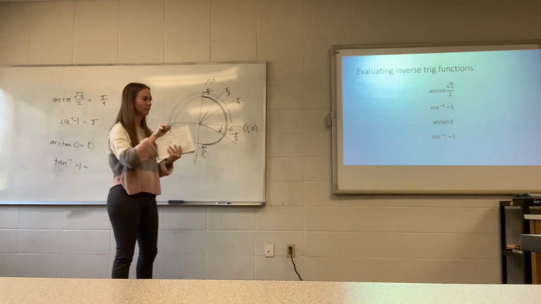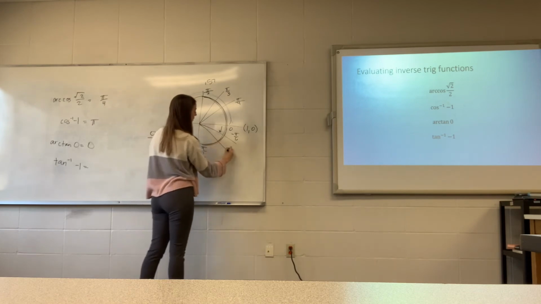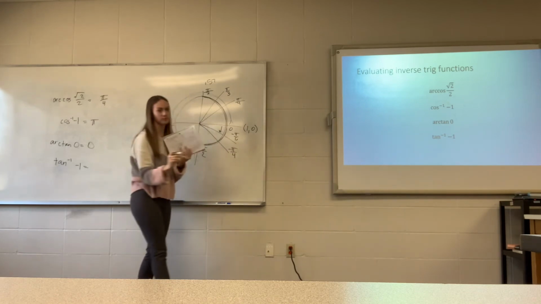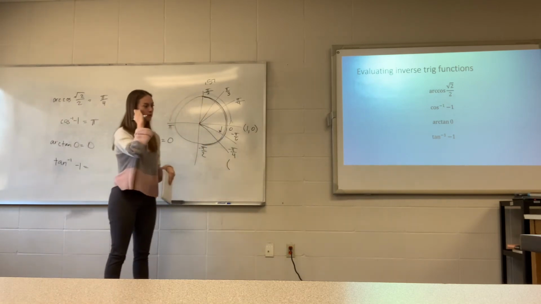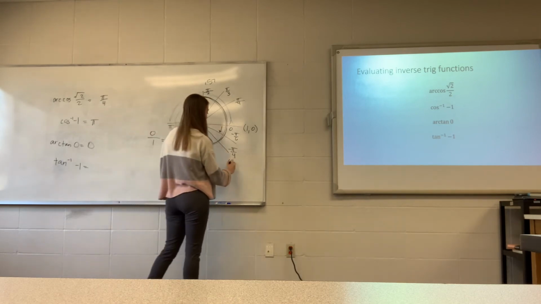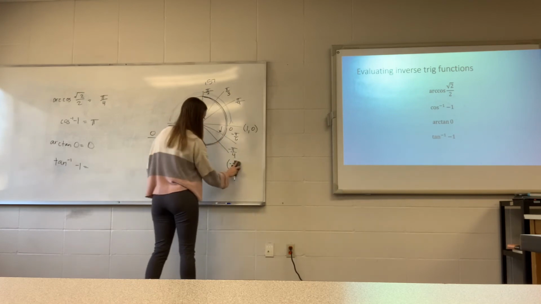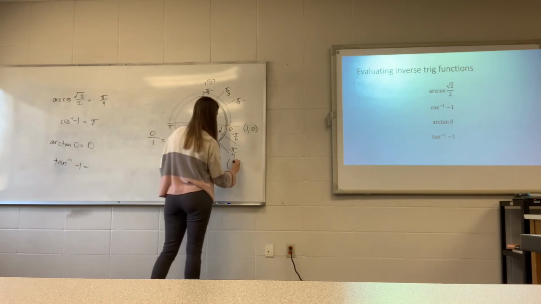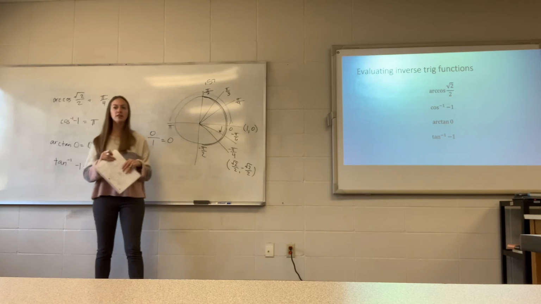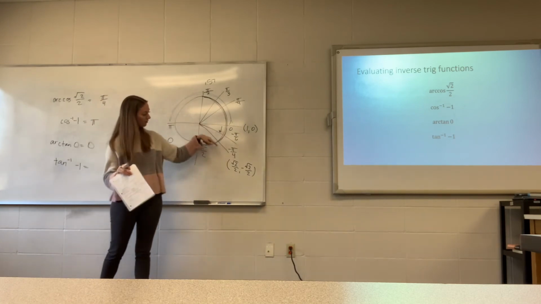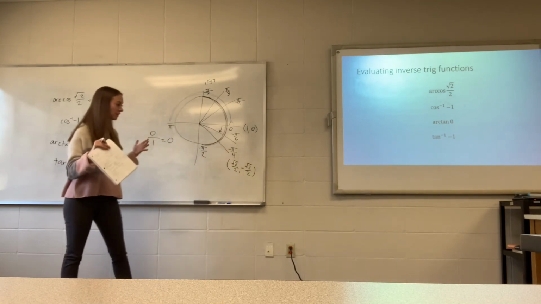Blake, what do you think? Negative pi over 4? Yeah, let's try that. So negative pi over 4 down here. Negative pi over 4, what's my sine and cosine there, Blake? Negative square root 2 over 2 and positive square root 2 over 2. Yeah, so my cosine is square root of 2 over 2, and my sine is negative square root of 2 over 2. So at negative pi over 4, this angle down here, my cosine is square root of 2 over 2, and my sine is negative square root of 2 over 2.